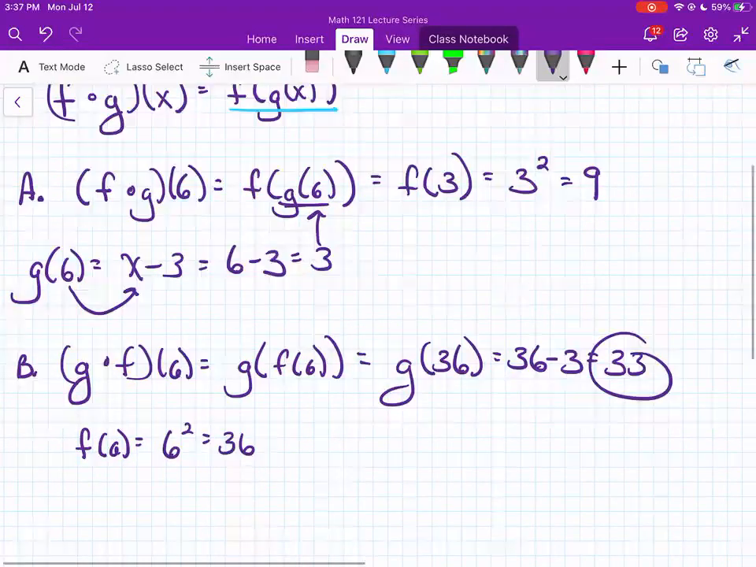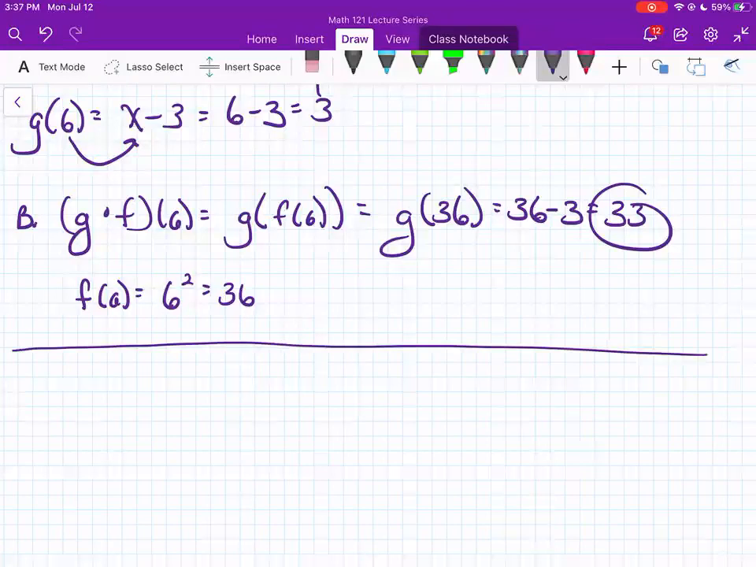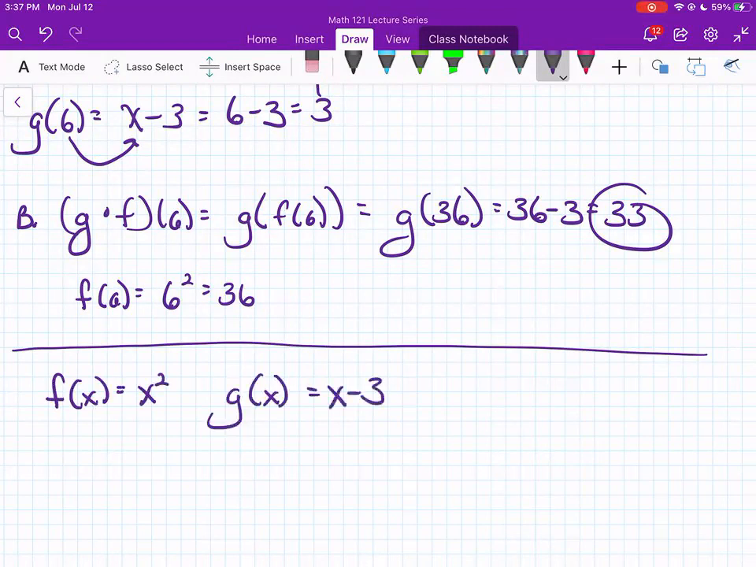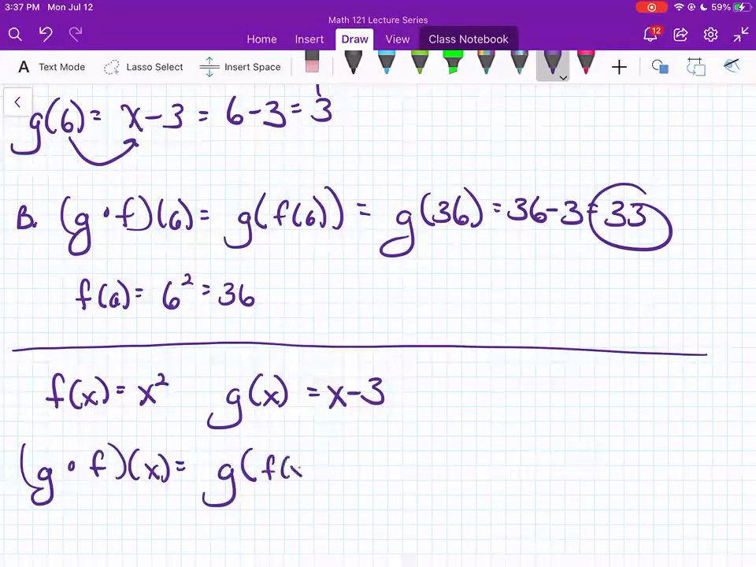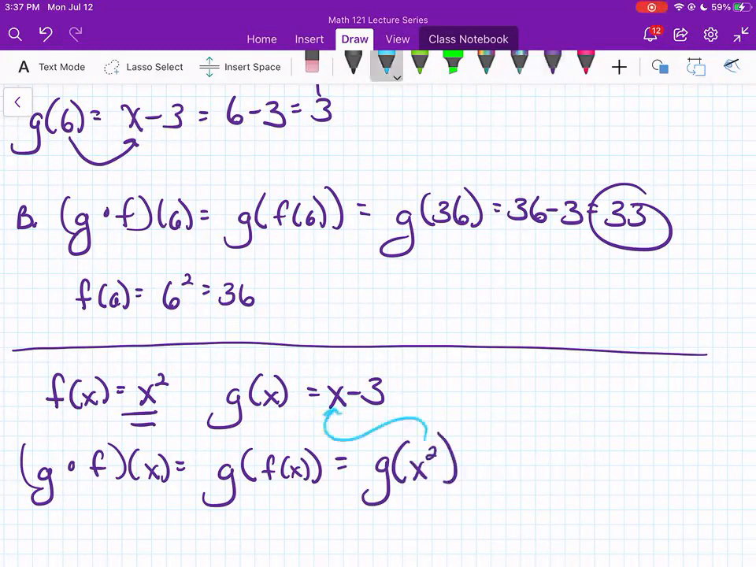Again, it gets a little more complicated when we're dealing with functions that don't equal a specific value. For example, if f of x is x squared and g of x is x minus 3, if I wish to calculate g of f of x, I can rethink that as g of f of x. I know f of x. F of x is x squared, so this becomes g of x squared. And then I take that x squared and plug it in anywhere I see an x, and I get x squared minus 3.